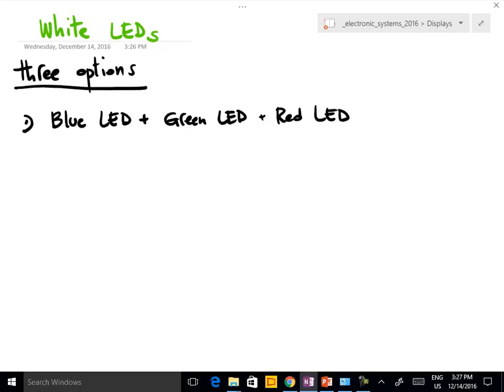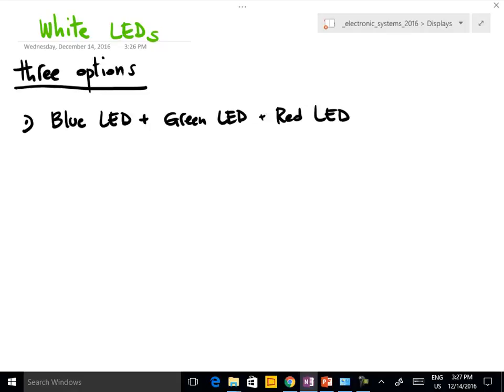detected by our eye as a white. Because that is a white. A white is something that we see as a white. There is no particular combination of frequencies; it's something that is perceived as a white. And this is one possibility.